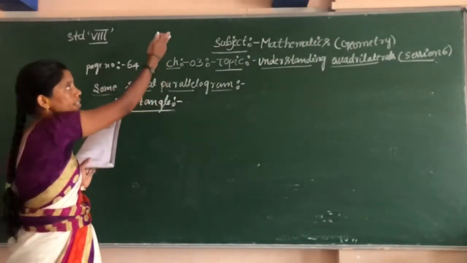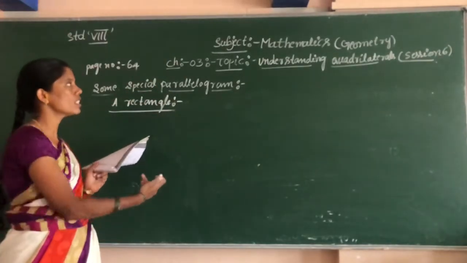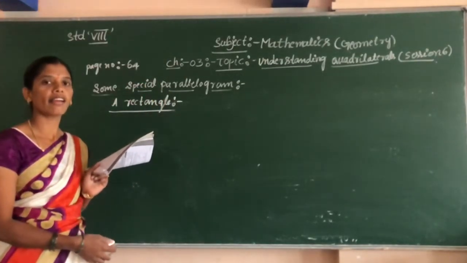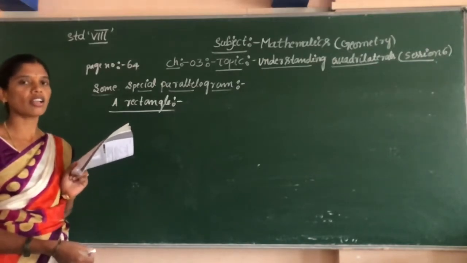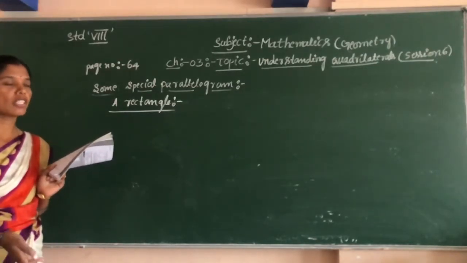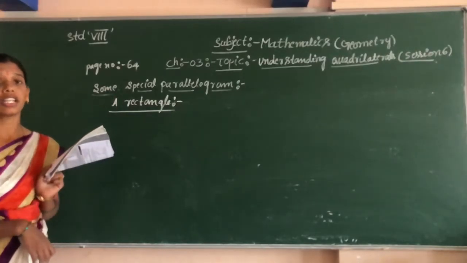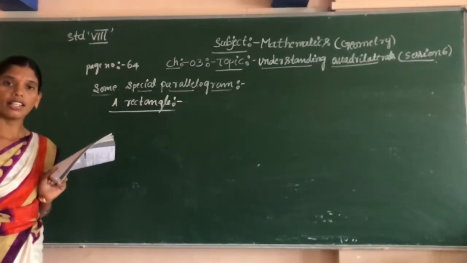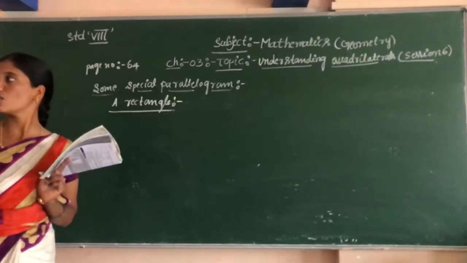Why? Because the opposite sides are equal. You see that blackboard. Which shape is that? Rectangle. Okay, now this is one of the quadrilaterals. This is one of the parallelograms. This is one of the rectangle shapes. So you see the desk. That is also a rectangle.